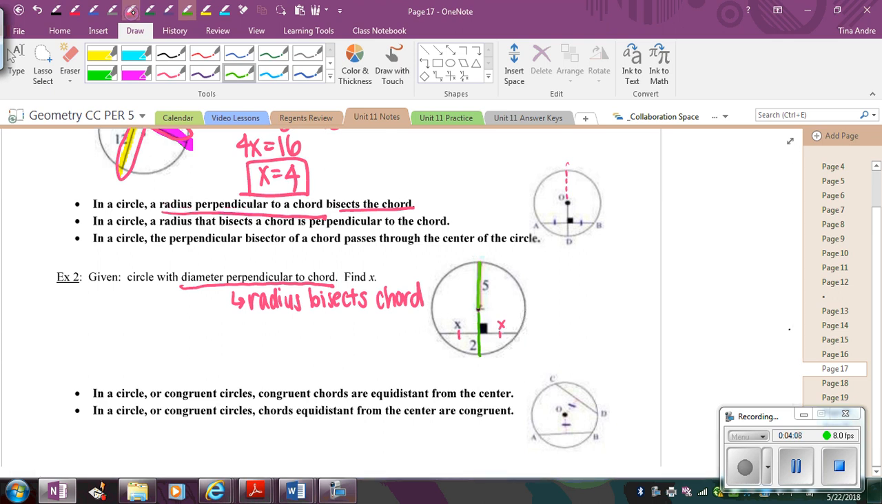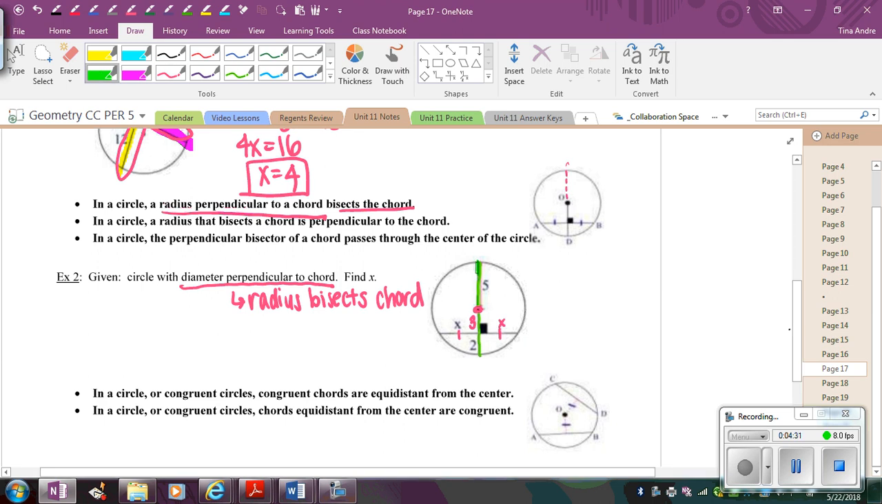So that means this entire length, so if this is 5, this entire length here would have to be 5, which means that this section here that I don't know would be 3. So then when you're looking at this, I'm just going to get rid of this 5 so it's not confusing. But when I look at this, I see the situation that I have a part times a part equals a part times a part.